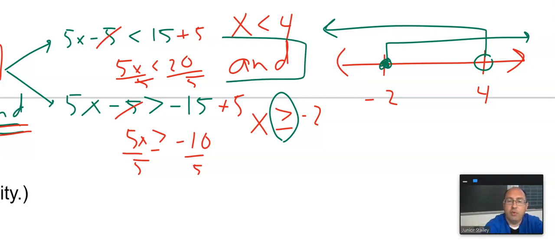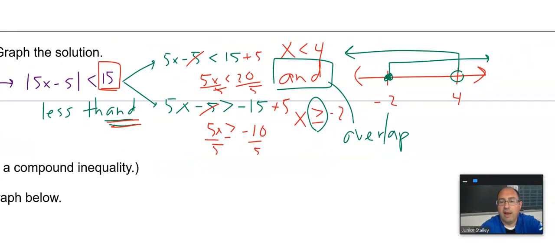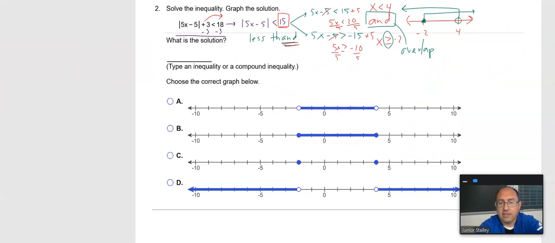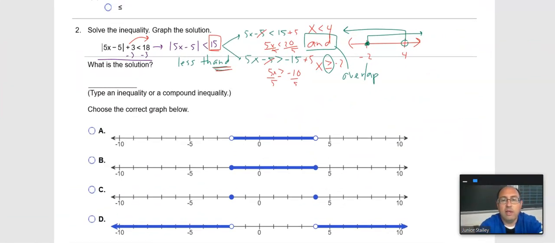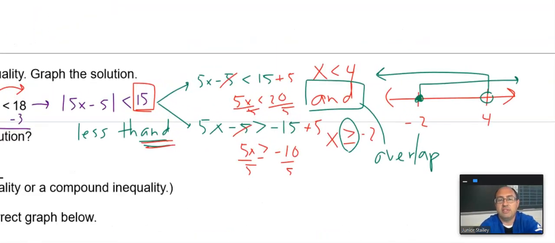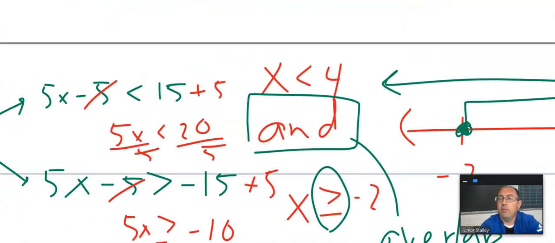Because we are looking for the word and, we're talking about where they overlap. Well, of course, I can't spell the word overlap. They overlap in the middle. So we're looking for a graph that looks like it's got a closed dot on the left. What in the world? Oh, look, I made a mistake, folks. Why did I make a mistake? Because I didn't put the equal to.